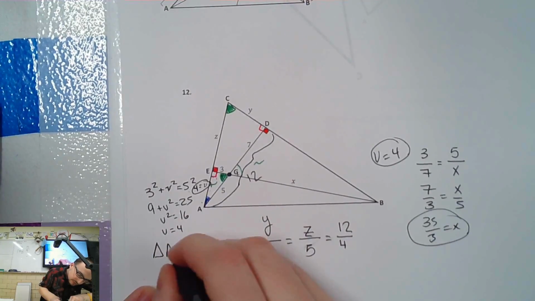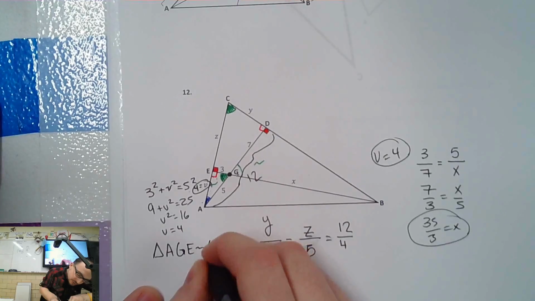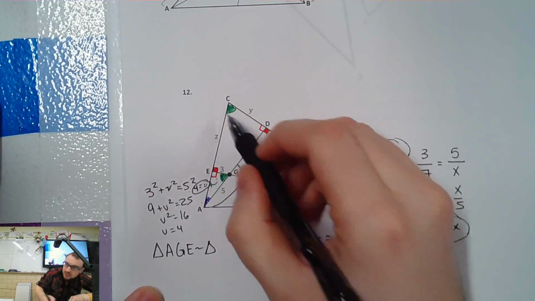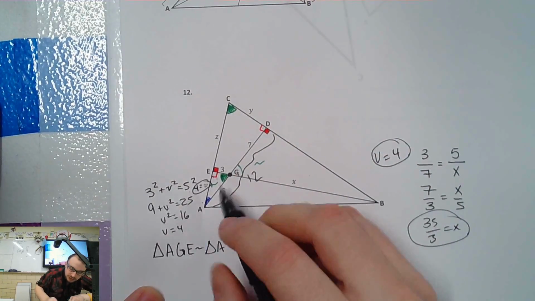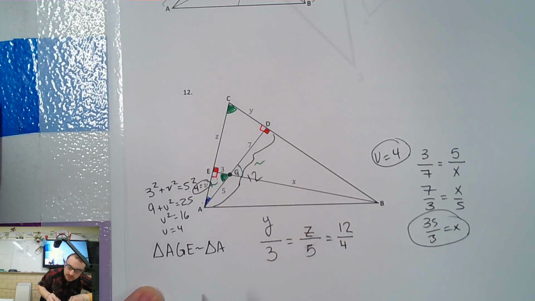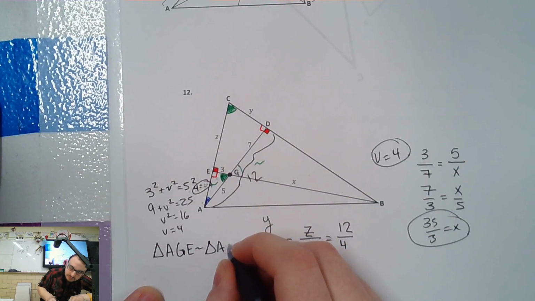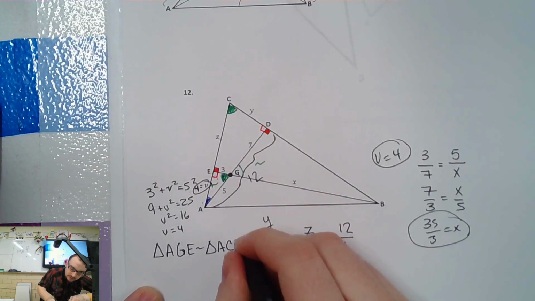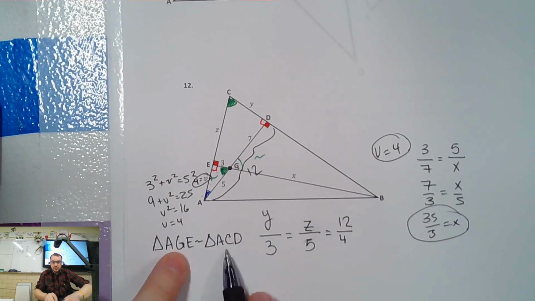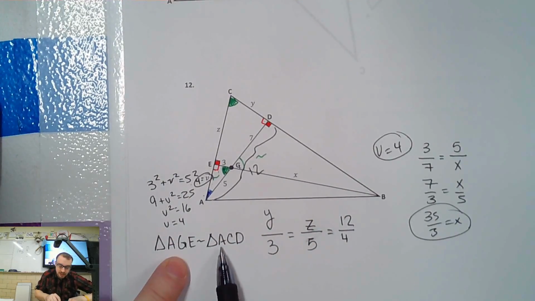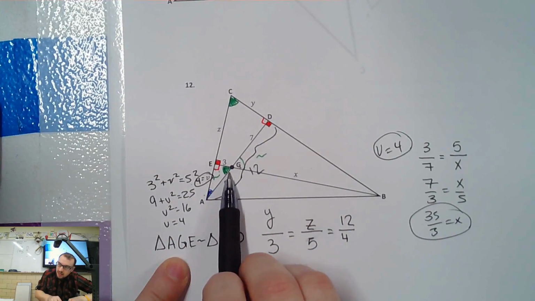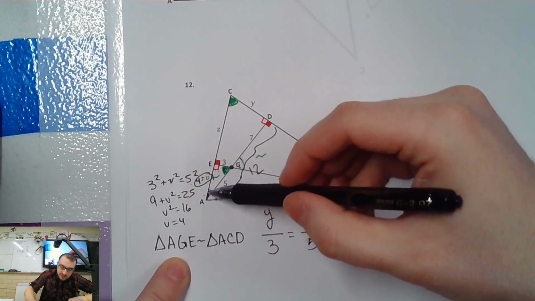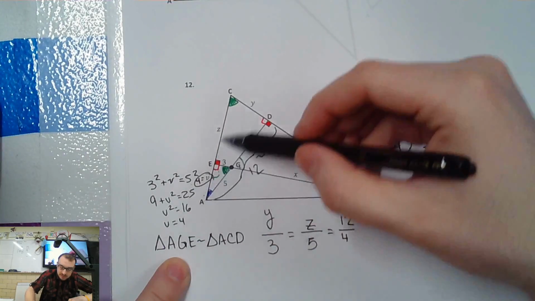AGE is similar to triangle, well, it's going to be A in the big triangle too, right? G is the green angle. What does it go with on the big triangle? Yep, so C. And E is going to go with D, right? So you can do CSP to figure this out. AG and AC will go together. AG is 5. AC is 4 plus Z, right?